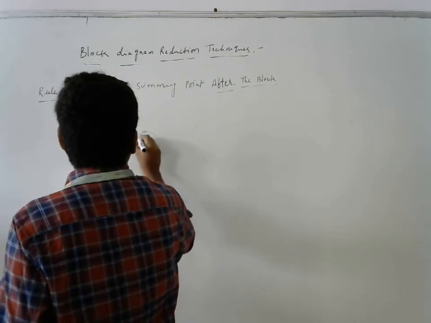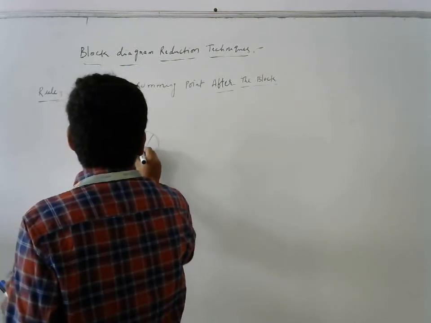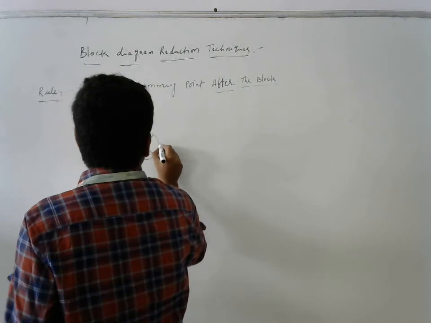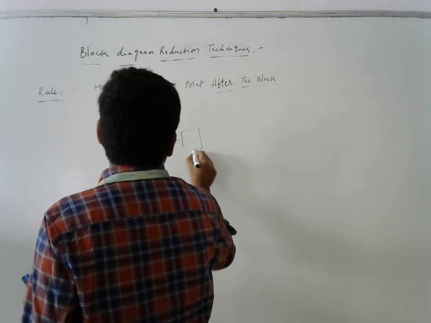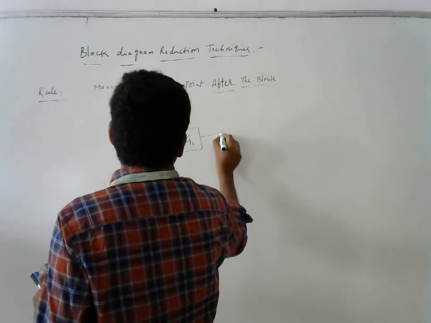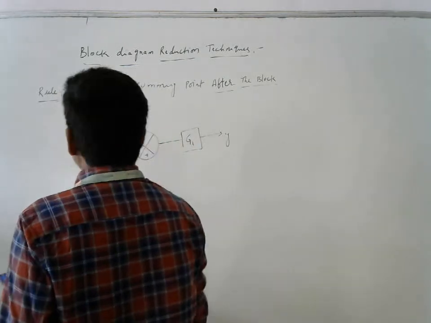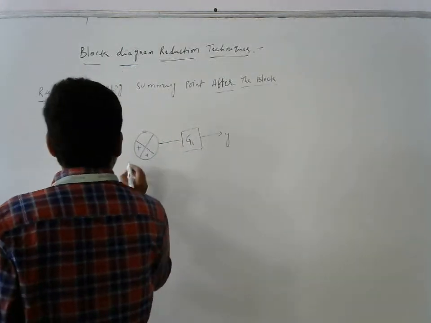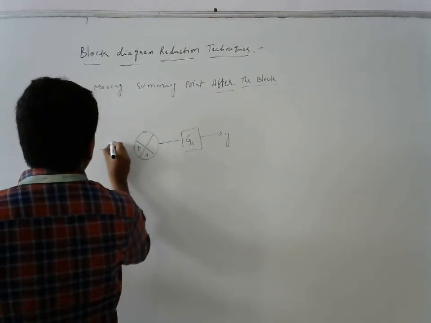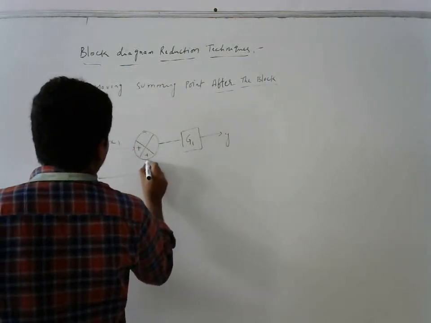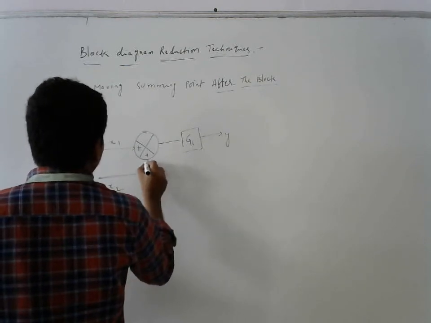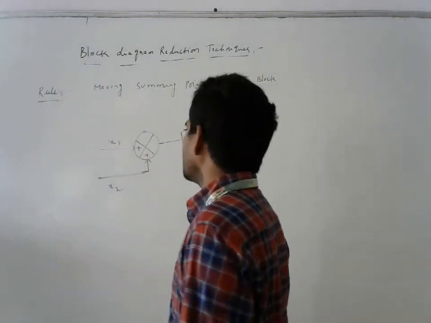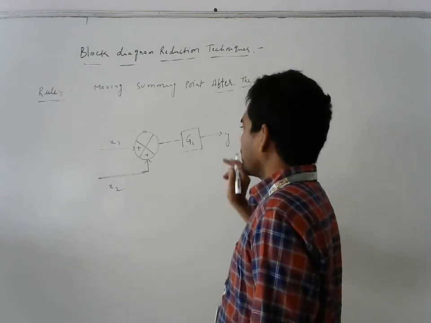Before, I am having a summing point, moving the summing point after the block. That means here I am having a G1 and here I am having a Y1. In this case I am having an x1 and x2, two inputs I am going to consider. After that the output is y.